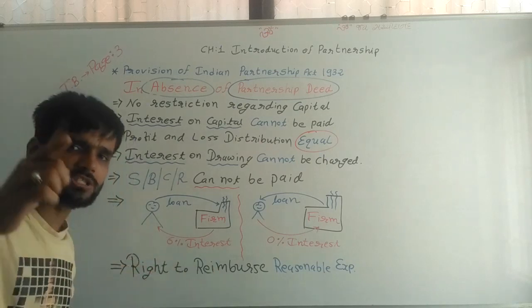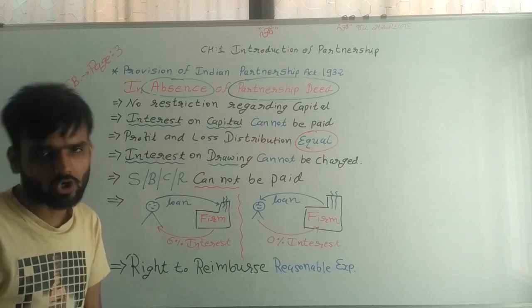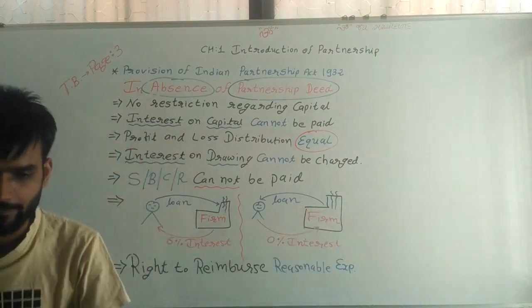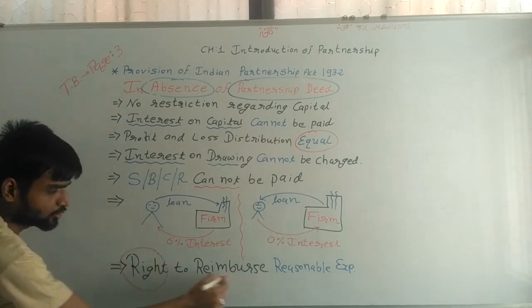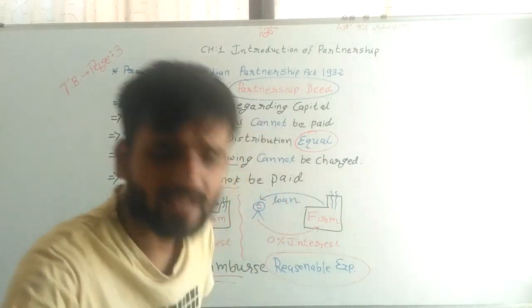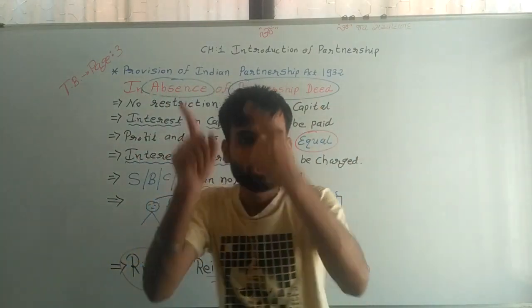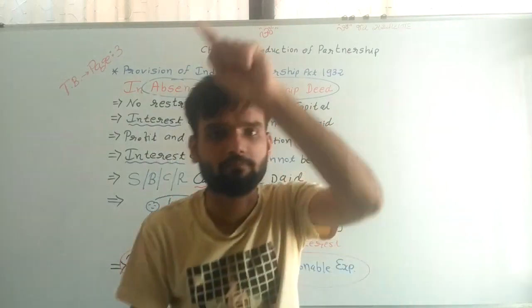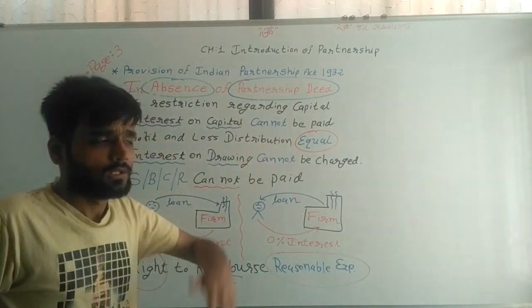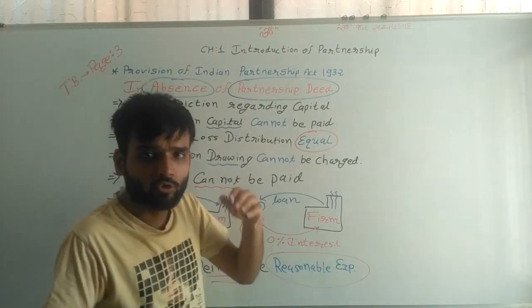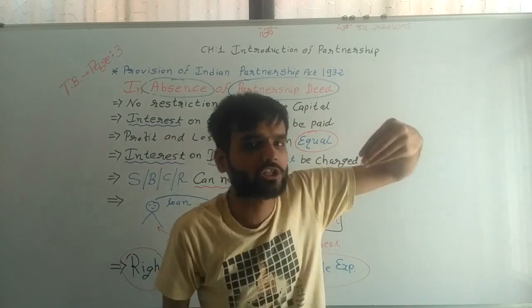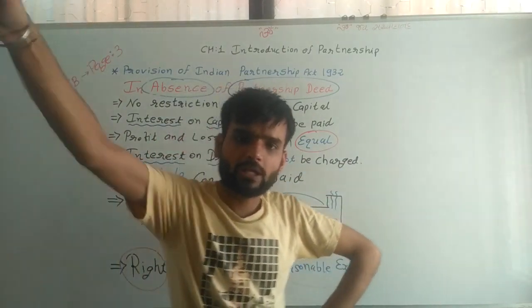And the last topic covered regarding absence of partnership deed in your book is the right to reimburse reasonable expenses. Again, the right to reimburse reasonable expenses. It means the partner has a right to get back the money he expended for the firm. For example, most important thing, suppose I am a partner and I go somewhere for the work of the partnership, Saikrupa Education Institution, for taking books for the education trust, and for that I have to pay 5,000 rupees.